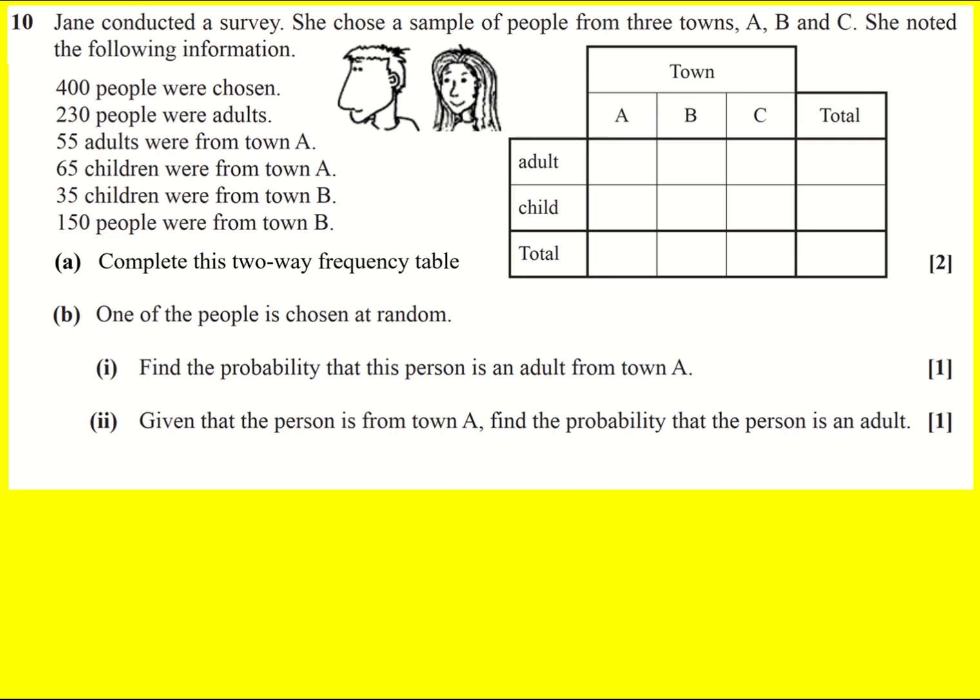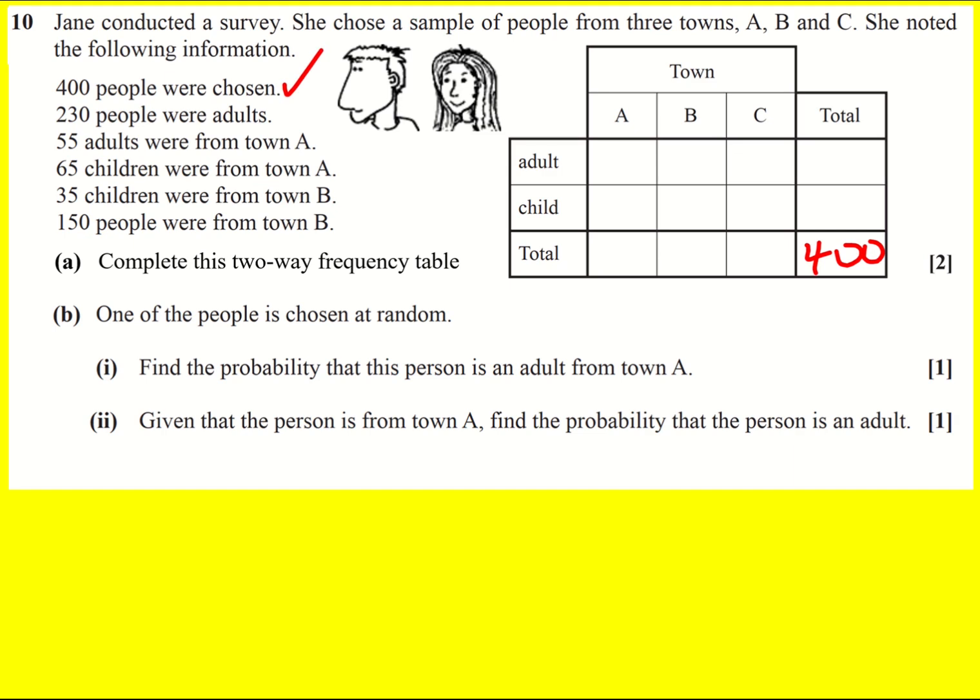We have a two-way table to fill out here, some information that we need to fit in. Now we've got towns A, B, and C, and then along here, adults and children, and then totals tallied up. So here goes. 400 people were chosen in total. That's kind of the total of the totals. That's going to go here.